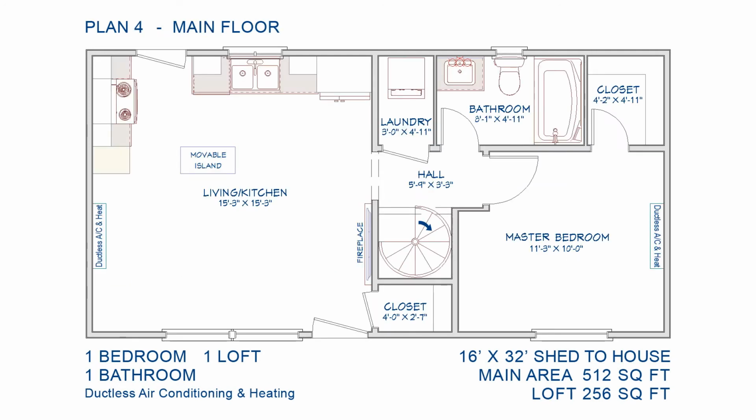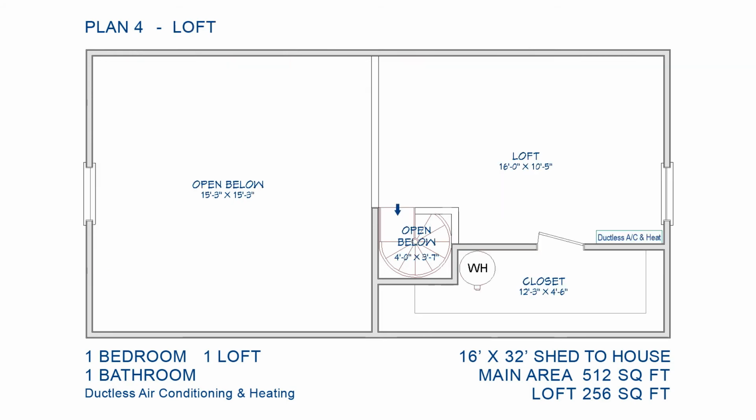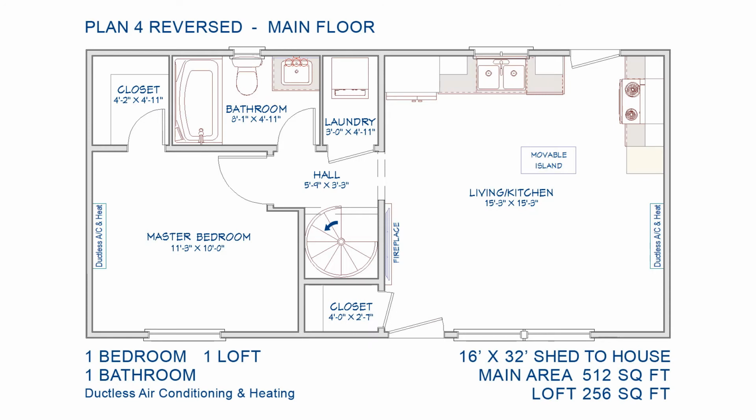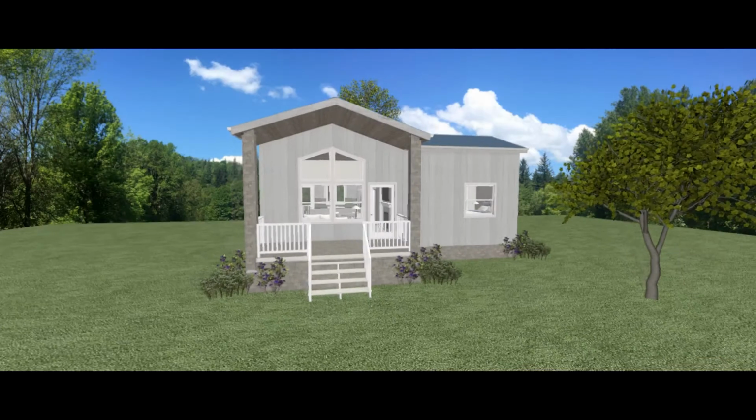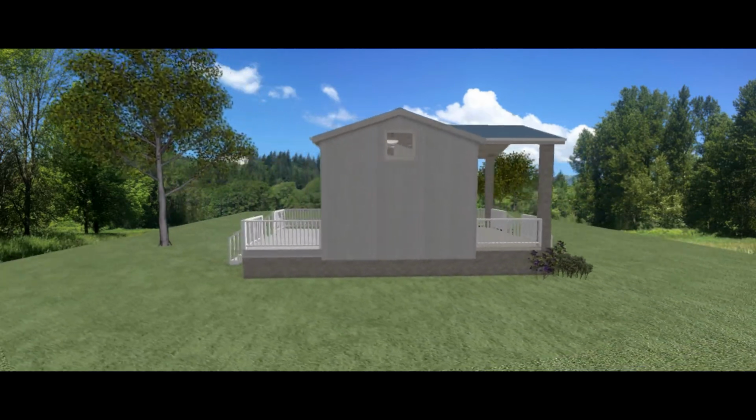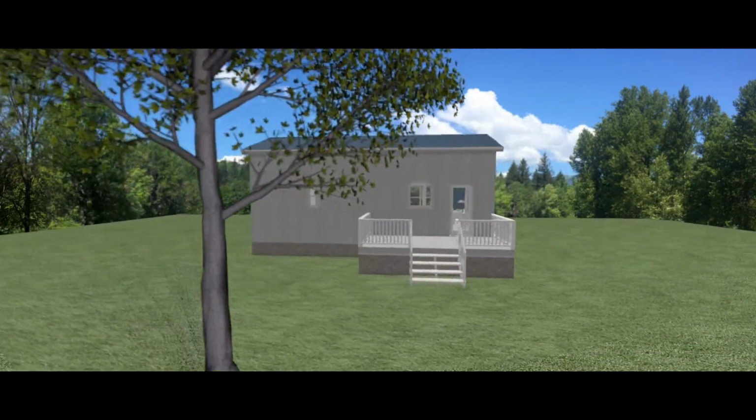The fourth floor plan is exactly the same as floor plan 3, except it has a ductless air conditioning and heating system instead of a conventional system. Here is the same floor plan 4 reversed. Here are some pictures and videos for floor plans 3 and 4.